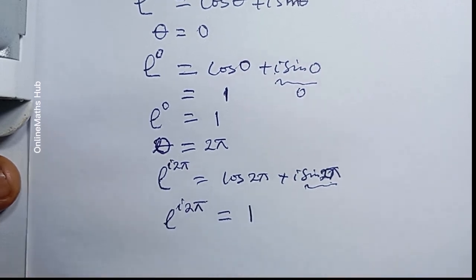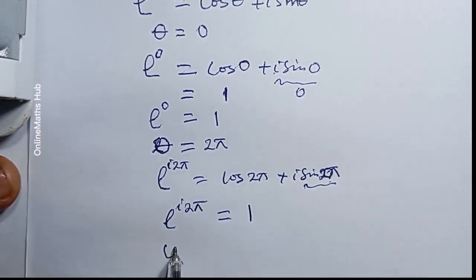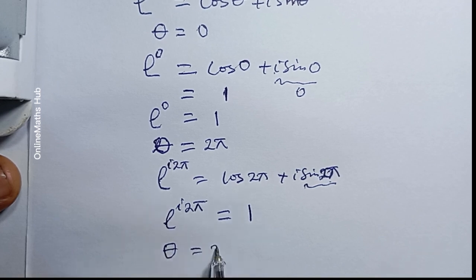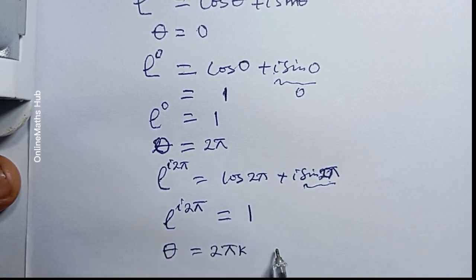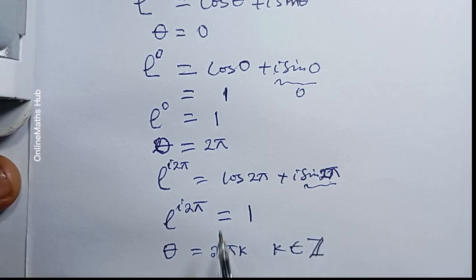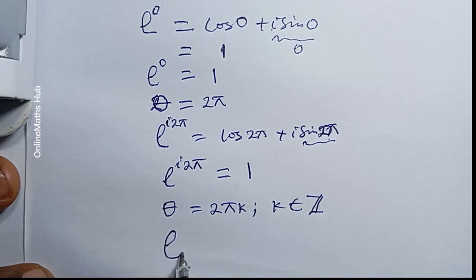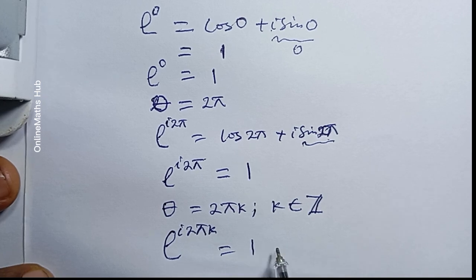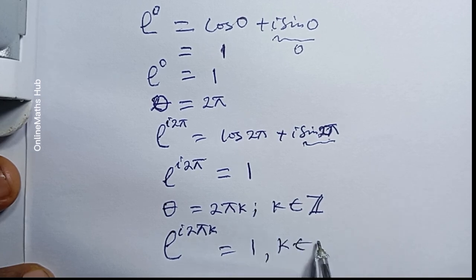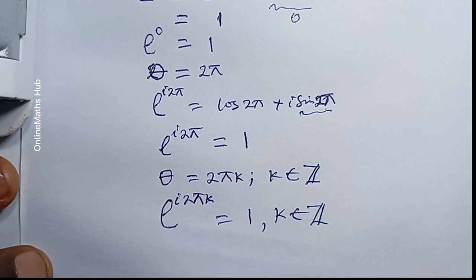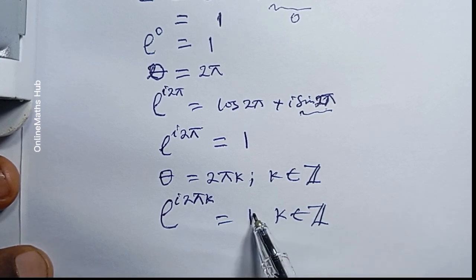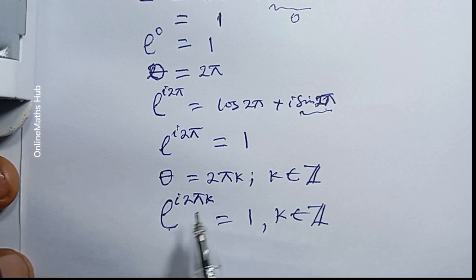In general, you're going to find that whenever theta is equal to 2 pi k, for all integer values of k, this exponential equation gives you 1. So e to the i 2 pi k is equal to 1, and this is going to happen for all integer values of k. So what we're going to do is, instead of this 1 in our equation, we're going to replace it with e to the i 2 pi k.